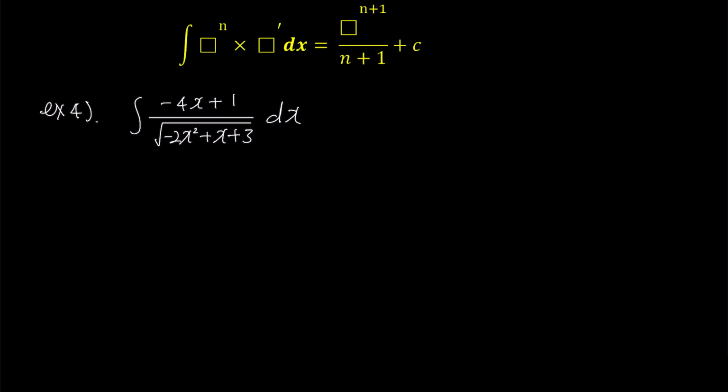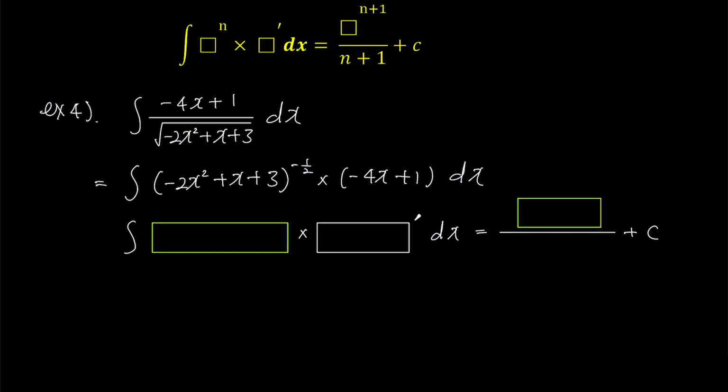Let's express the denominator as a negative index and then apply our box rule. The first green box will obviously be negative 2x squared plus x plus 3 with an exponent of negative half. For the box prime on the right, we simply bring down negative 4x plus 1. The power of the green box in the final answer will be negative half plus 1, and the denominator will have the same value. Now, all we have to do is fill in the green box with negative 2x squared plus x plus 3, and we are done.